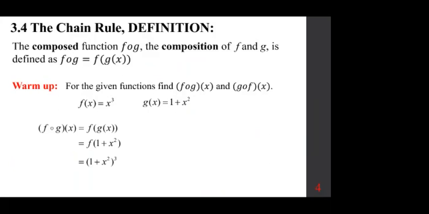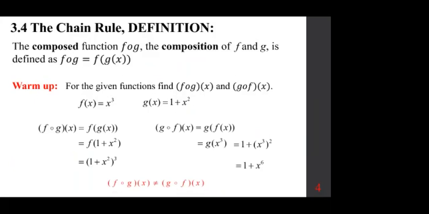In the case of g of f, the answer is g of f of x, and that means you replace the x in g with x cubed. Since this is doable in one shot, we can write it as 1 plus x to the power of 6. And as you can see, they are not equal. By the way, in general, f of g is not equal to g of f. They only become equal when the two are inverse functions.